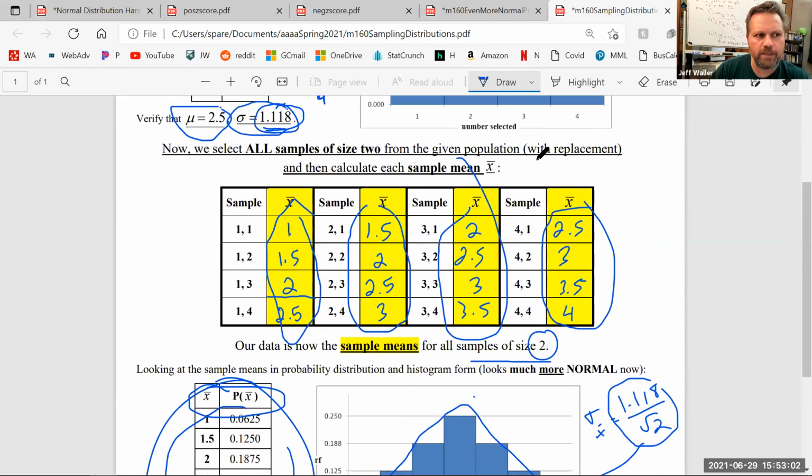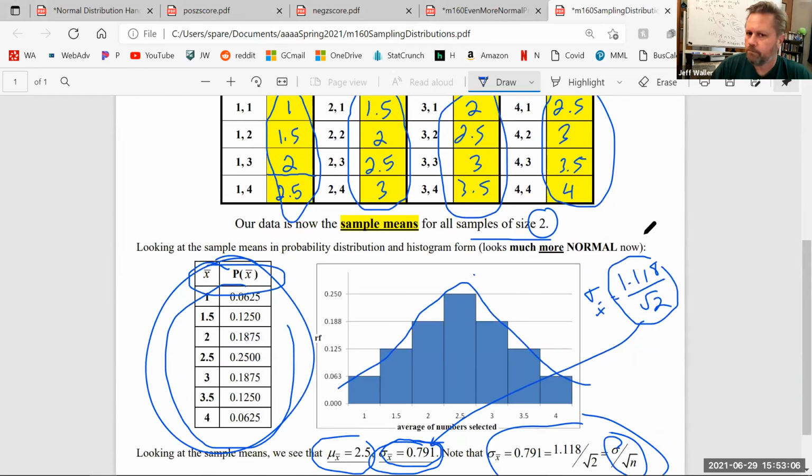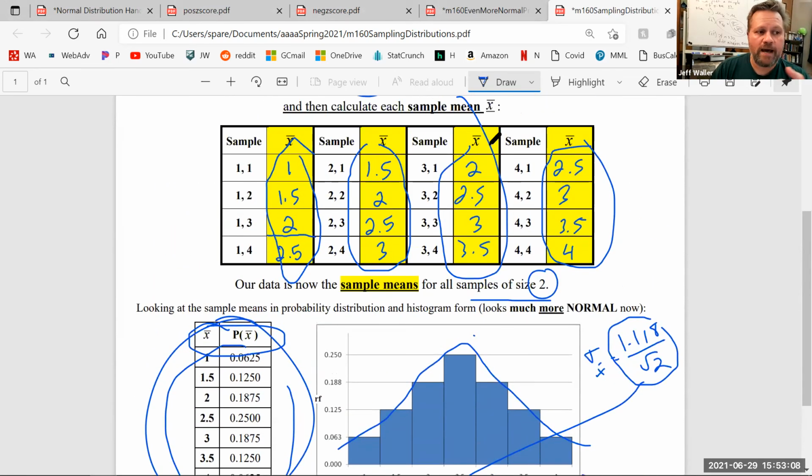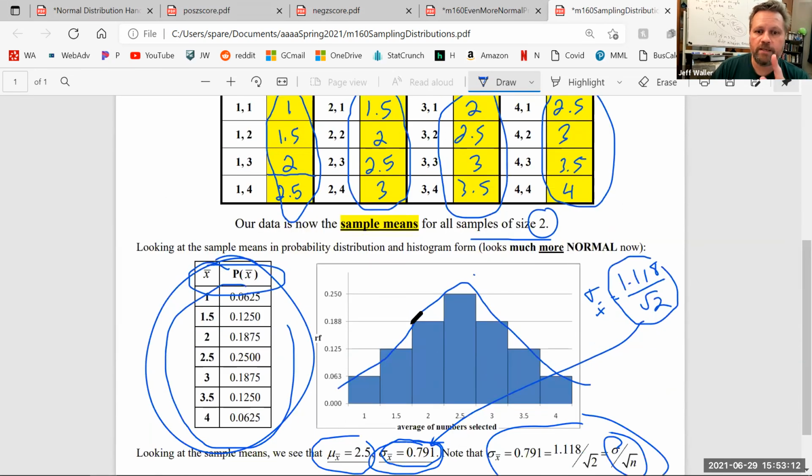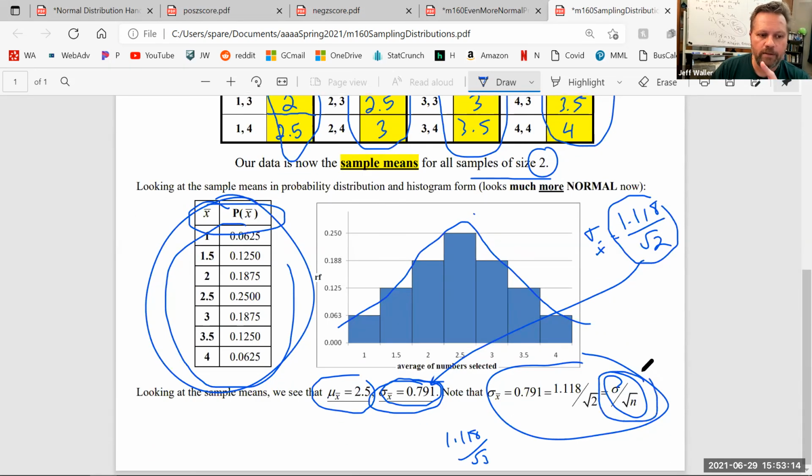Why 2? Because we took samples of size 2. Right. I got that part. Okay. So if I took samples of size 3, would you want to do all this work for every problem? No. So thank God we have a formula that will tell me what it would be if I did do all this work. So I'm just not going to do all the work. I'm just going to use a formula now to figure out what the spread is.